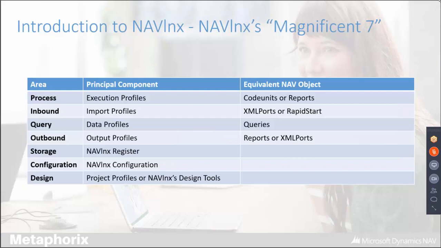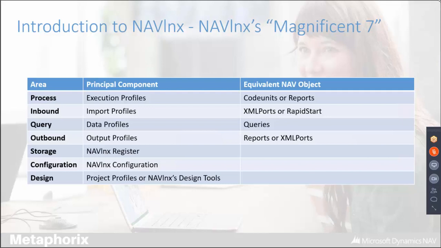The third are queries. Their principal components within NAVLNX are data profiles, and their equivalent NAV object would be queries within Navision. So queries cover in the main the construction of data sets from one or more databases, from one or more data sources as well. The next, outbound. Its principal components are NAVLNX output profiles, and the equivalent here are reports in Navision or XML ports. And outbound in the main covers the outputting of data to one or more formats, for example.